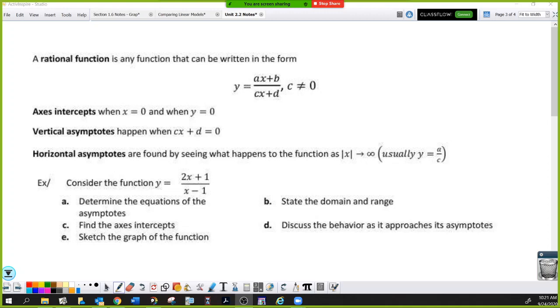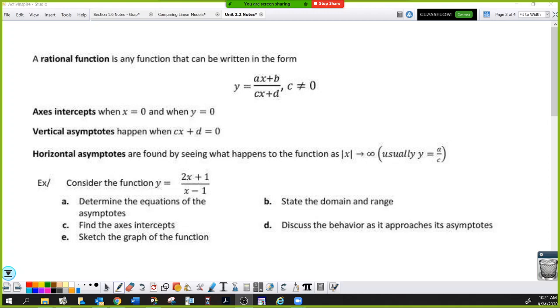A rational function is any function that can be written in this form. Legitimately, x is on top and bottom. Rational function. But if you write it in this format, c can't be 0. The reason why is because if c was 0, there wouldn't be an x on the bottom. So, you can't have a 0 in front of your x on the bottom. It doesn't make any sense.